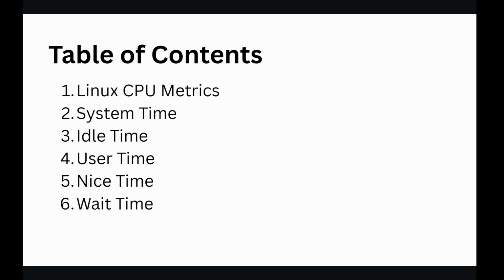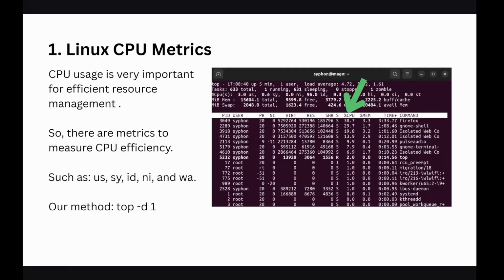For our table of contents, we are divided into 6 parts: Linux CPU metrics, system time, idle time, user time, nice time, and wait time. So first, we will get to know the Linux CPU metrics.